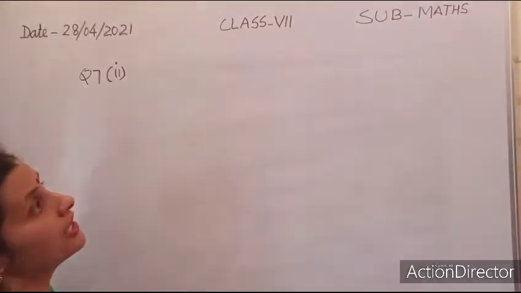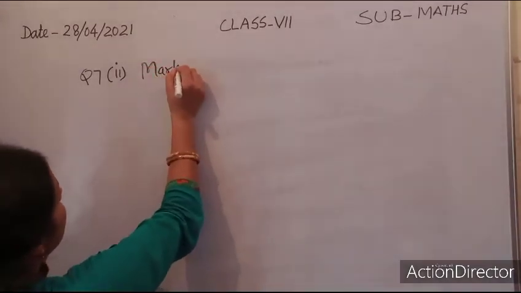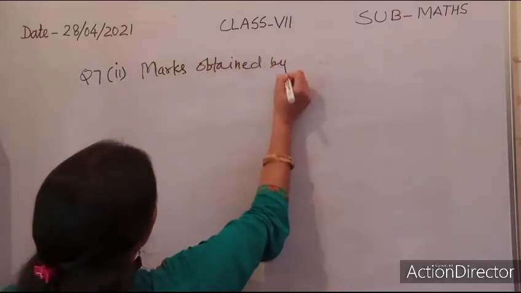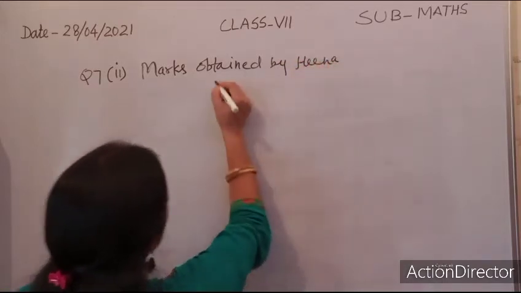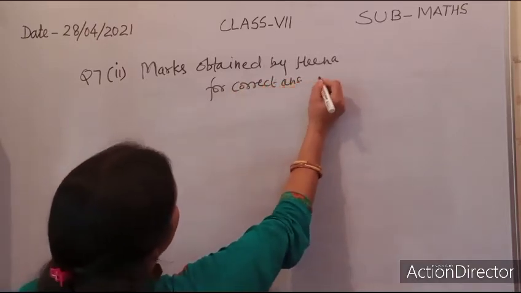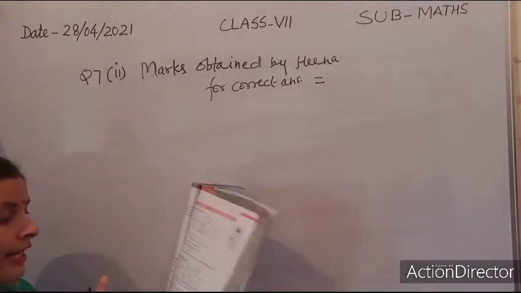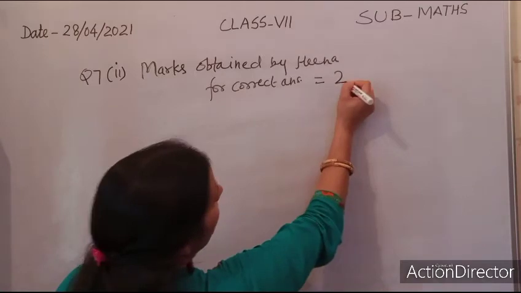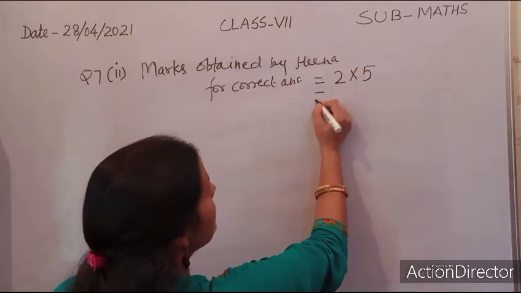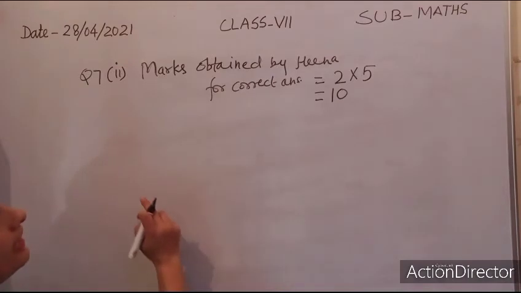Here we will do this question in 3 steps. So, marks obtained by Hina for correct answers equals how many questions she has done correctly? She has done only 2 correct answers. So for each she has got 5. So for this she has got 10 marks. Okay, she got 10 marks for correct answers.